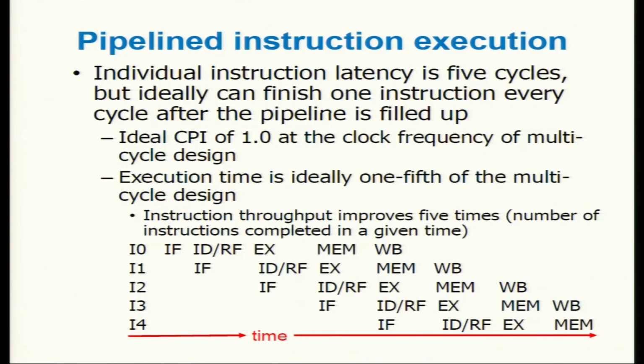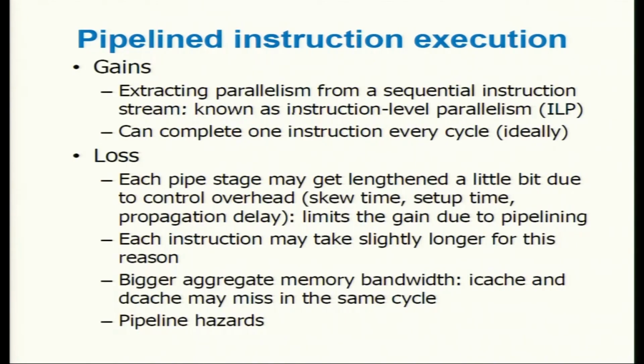Because in the previous design, we were fetching one instruction and waiting until it completes, so the next instruction would have been fetched here after 5 cycles. That's the improvement in performance as you pipeline, and today all processors are pipelined. The gains are that you can extract parallelism from a sequential instruction stream, which is known as instruction level parallelism, and you can complete one instruction every cycle ideally.